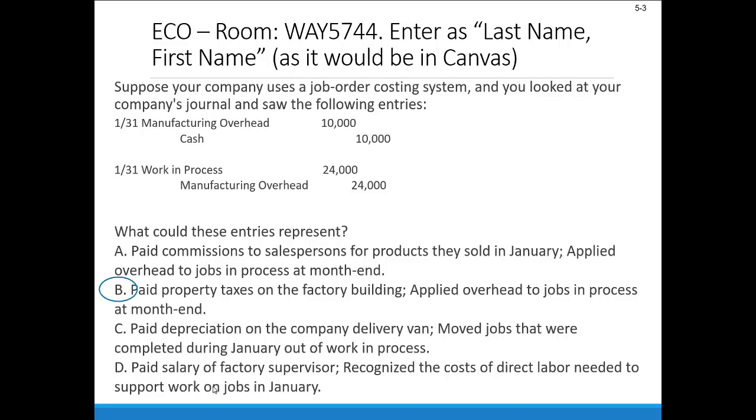And the last one there, D, said paid salary of factory supervisor. Well, that kind of works here. We could have indirect labor costs being booked to manufacturing overhead and cash. But the second part of that, recognize the cost of direct labor needed to support work on jobs in January. That would be a debit to work in process for sure, but the credit would not be on the manufacturing overhead account. It'd be some kind of wages payable or something similar.